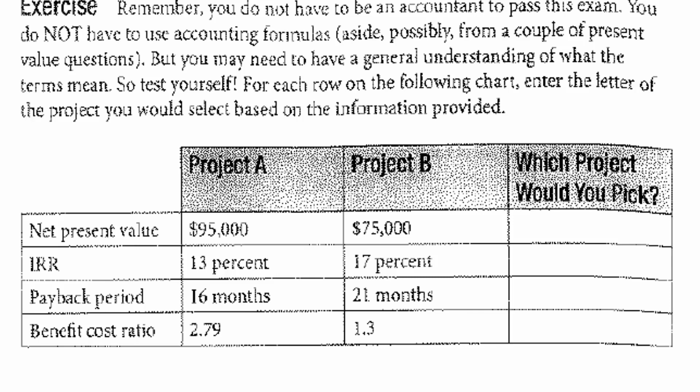Next is internal rate of return, 13% or 17%. Which one will we choose? Of course, we will choose 17% because the more IRR value will be selected. Payback period, will you choose project A or project B? A has 16 months and B 21 months. Of course, we'll choose the one with 16 months. And benefit cost ratio, 2.79 or 1.3. 2.79 is the bigger benefit cost ratio, so we know that the project with more benefit cost ratio will be selected.